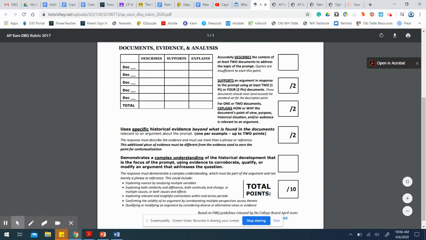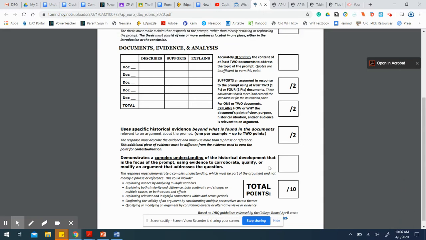So last is demonstrates a complex understanding of the historical development that is the focus of the prompt, using evidence to corroborate, qualify, or modify an argument that addresses the question. So really connecting these two gets you that unicorn point. Simply mentioning another historical event that relates to the topic being asked or your argument, and then explaining how those work together is the complex understanding here.